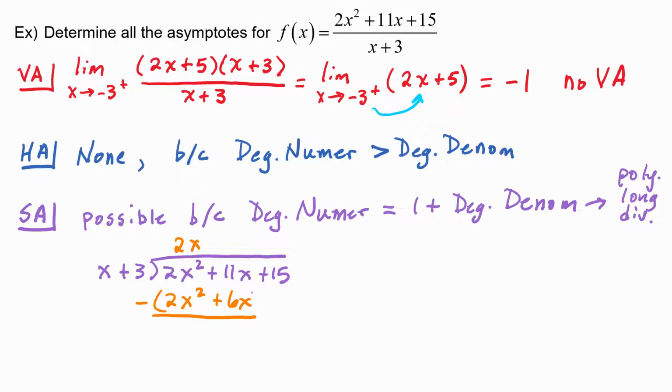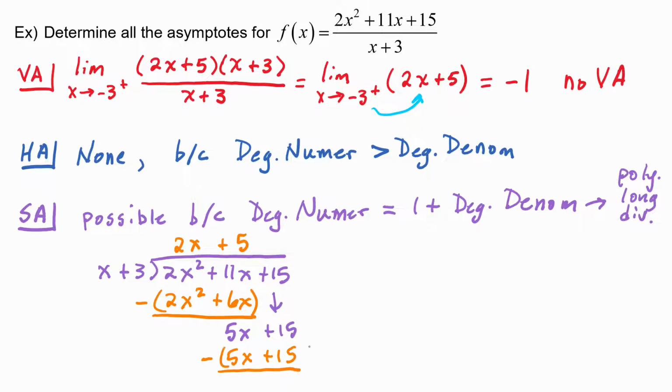We have to subtract. These two cancel out, and 11x minus 6x is 5x. And we bring down the plus 15. We would multiply times 5. So 5 times the quantity x plus 3 is 5x plus 15.